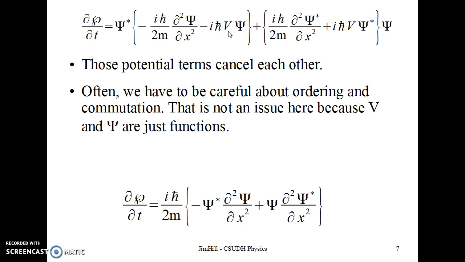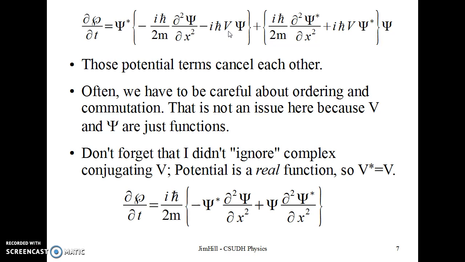Even though you often in quantum mechanics have to worry about what order things go in, these are just functions, so you can switch the order. I didn't ignore complex conjugating V anywhere because it's a real function, so V star equals V. That means that I can collapse what's on top, which is the same thing that was on the end of the last page, by crossing out those potential terms, and I end up with this prefactor times spatial derivatives of the wave function.